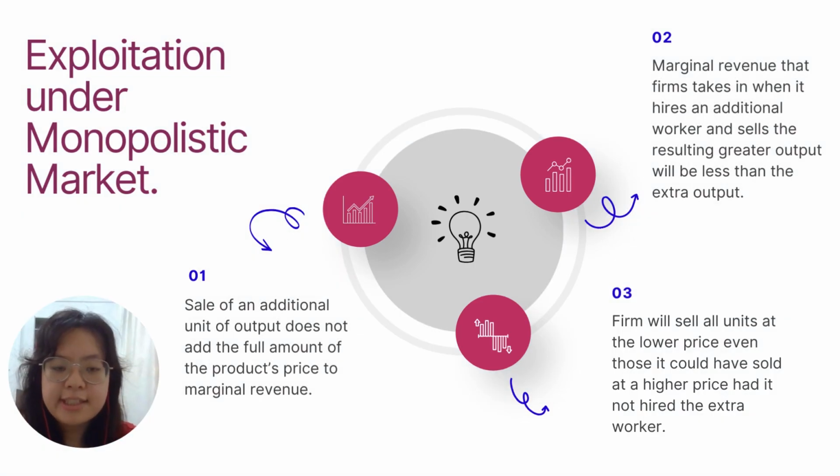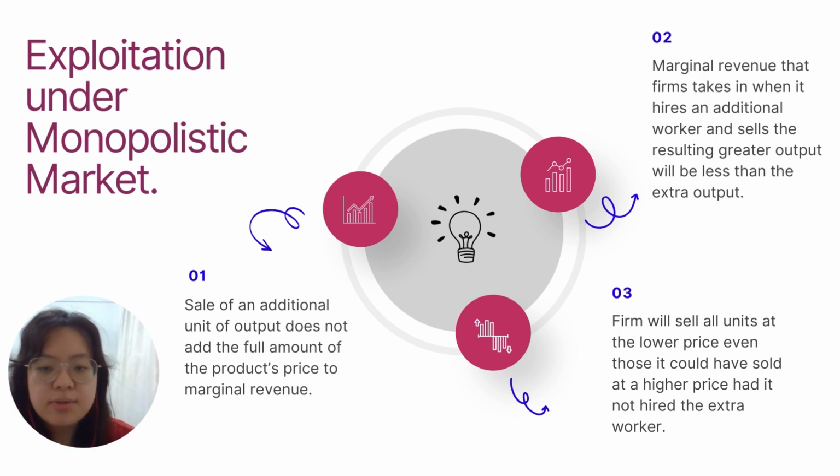Now, I'll be moving to the third point, which states that a firm will sell all units at a lower price, even though it could have sold at a higher price had it not hired the extra worker. This happens because in a monopolistic market, the firm has the power to set its prices. So when it hires an additional worker and produces more goods, it needs to sell them all to maximize profit. So it sets a lower price to sell all the goods, even though it could potentially have charged a higher price for some of them if it hadn't increased production.